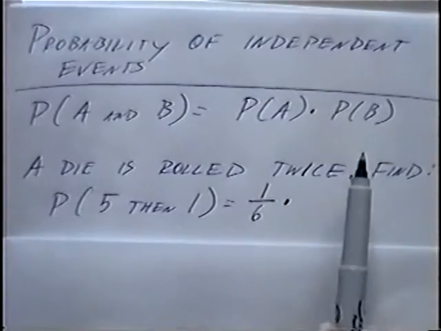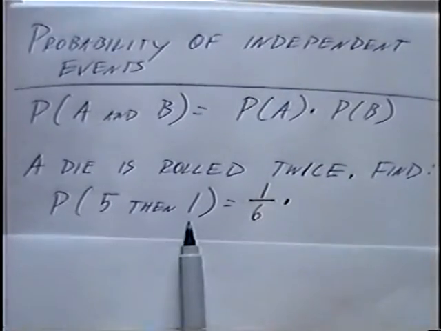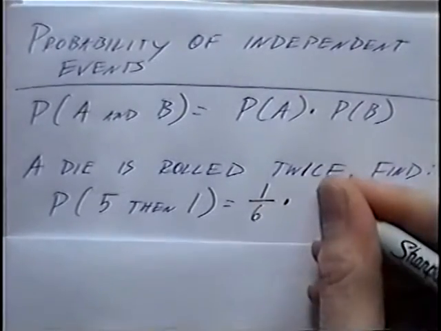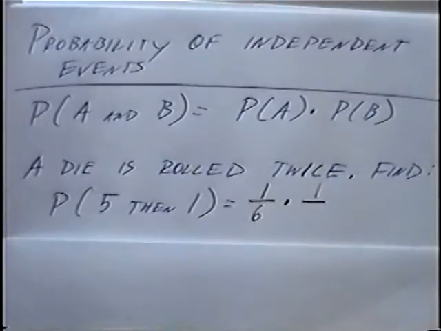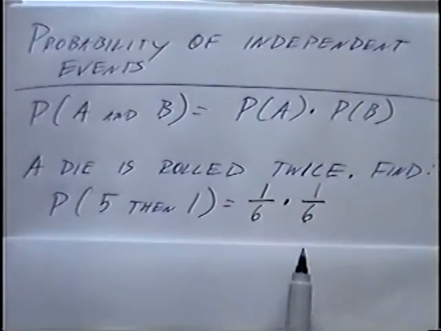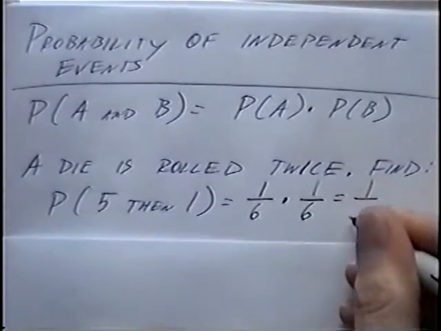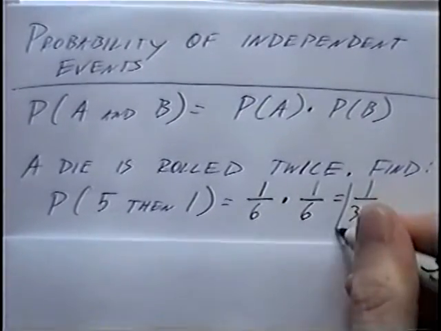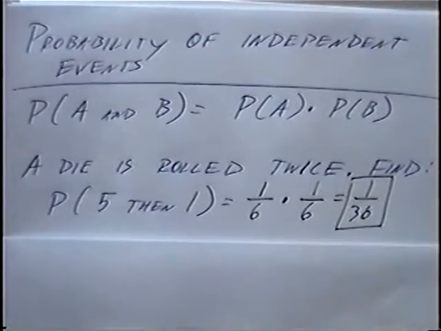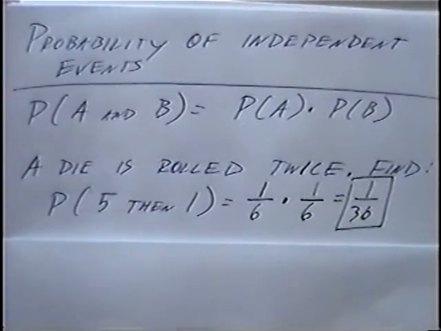Multiplied by the probability of the second event. Probability of rolling a 1, there's a single 1 on a 6-sided die, again out of 6 total possible outcomes. Multiplying across, the probability of a 5, then a 1, would be 1 out of 36.